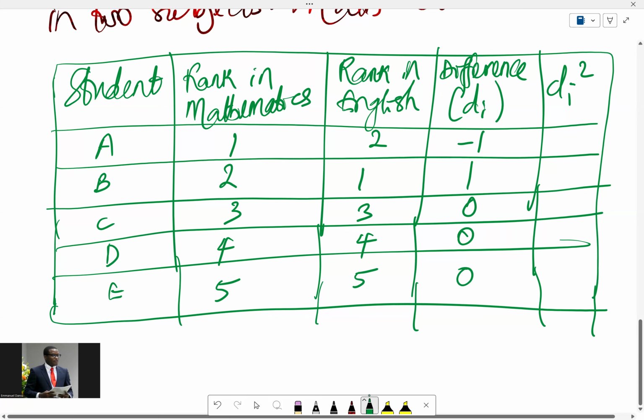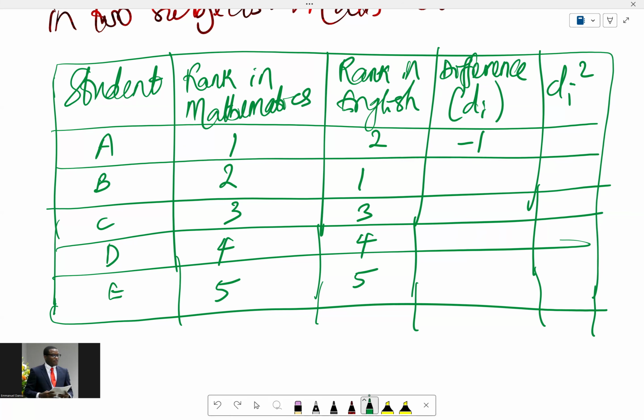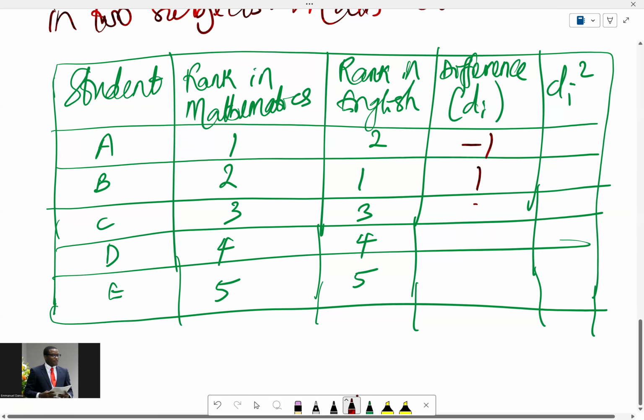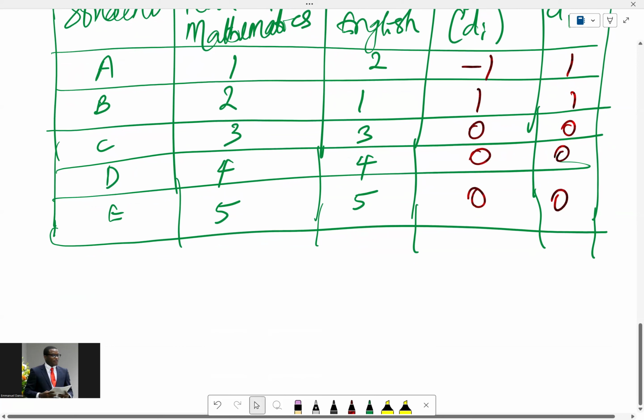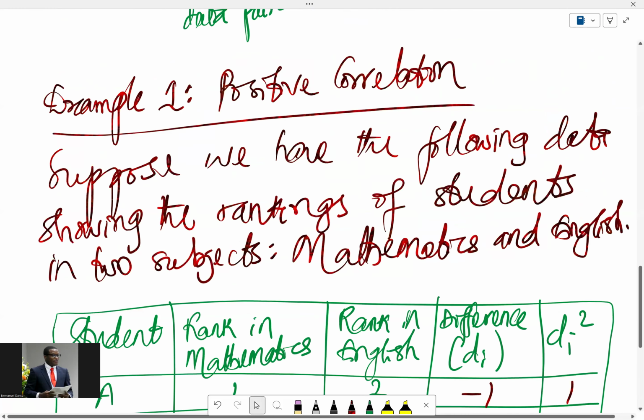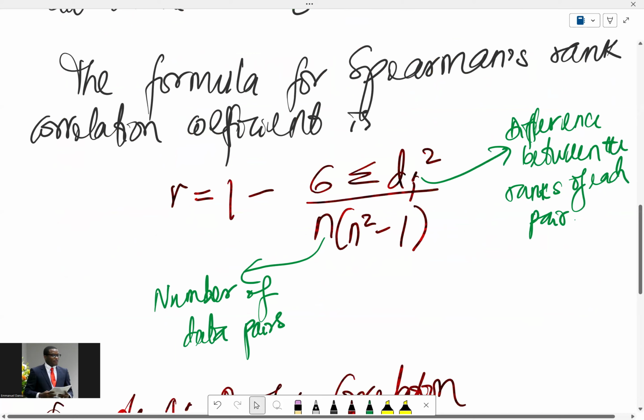So 1 minus 2 is minus 1, 2 minus 1 is 1, 3 minus 3 is 0, 0, 0. So when we square, this is 1, 1, 0, 0, 0. So we have calculated the difference in ranks, and we have squared the differences. Now from the formula, we need the sum of the squares.